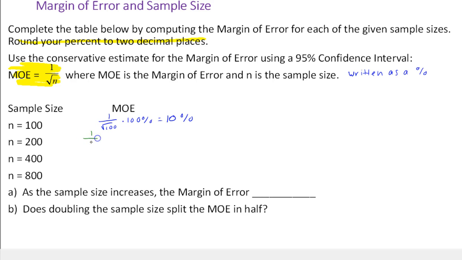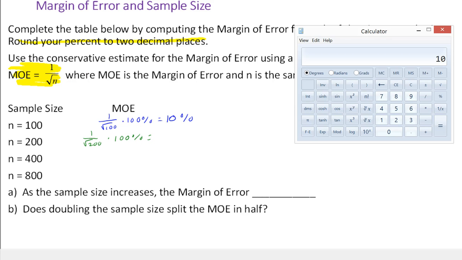If we have a sample size of 200, using the same formula, we will start with 200, take the square root, reciprocate it, and multiply by 100. And our result is 7.07%.